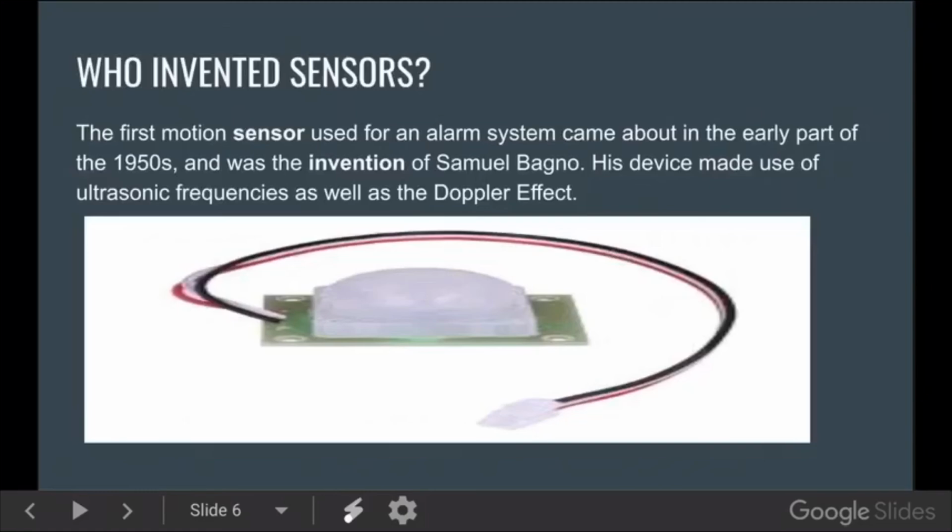Before going into what the Doppler effect is, just have a look at how the first motion sensor looked. Now it is way more different, but this is how motion sensors used to look. Okay, so the Doppler effect, I'm not going to go deep into it because it's not so closely related, but I want to mention it because it's interesting.